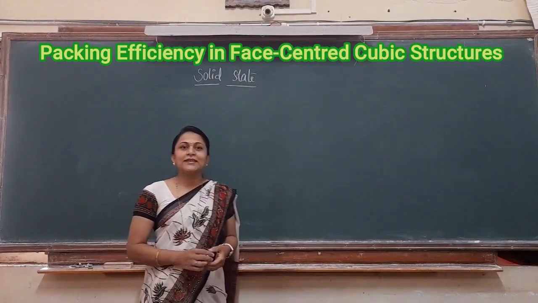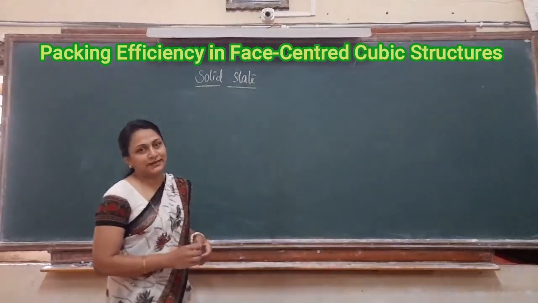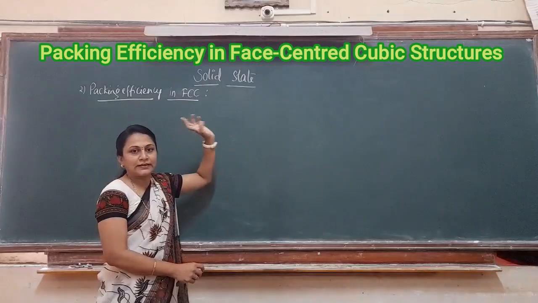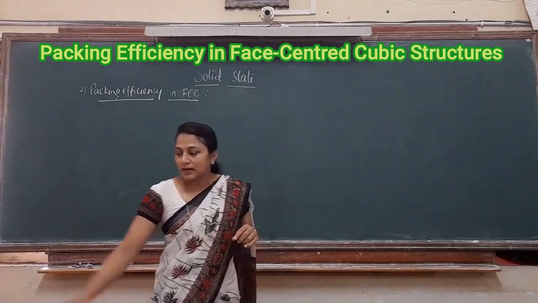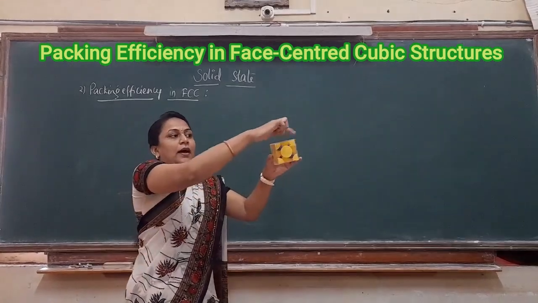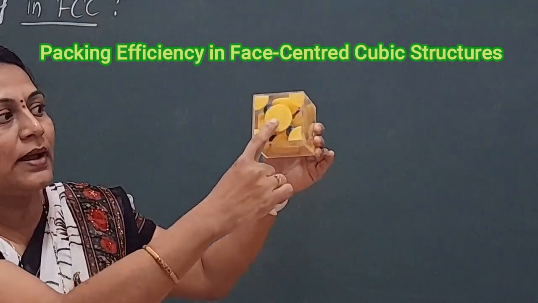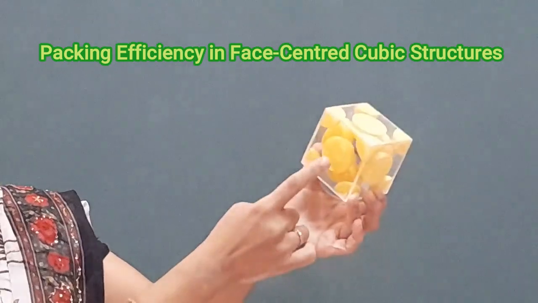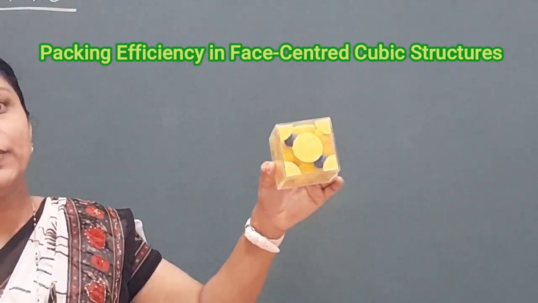And the second case is packing efficiency in face-centered cubic unit cell. FCC, face-centered cubic unit cell. FCC means here the particles are located at the corners and one particle at the center of each face. At the center of each face, one particle is there. That is a face-centered cubic unit cell.